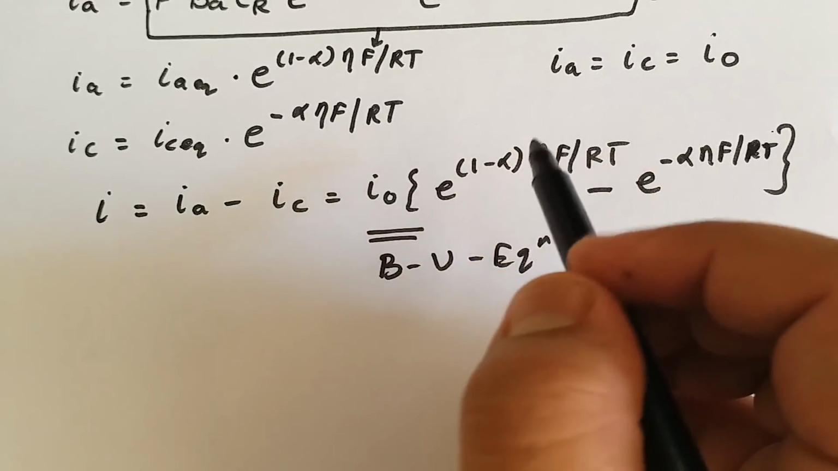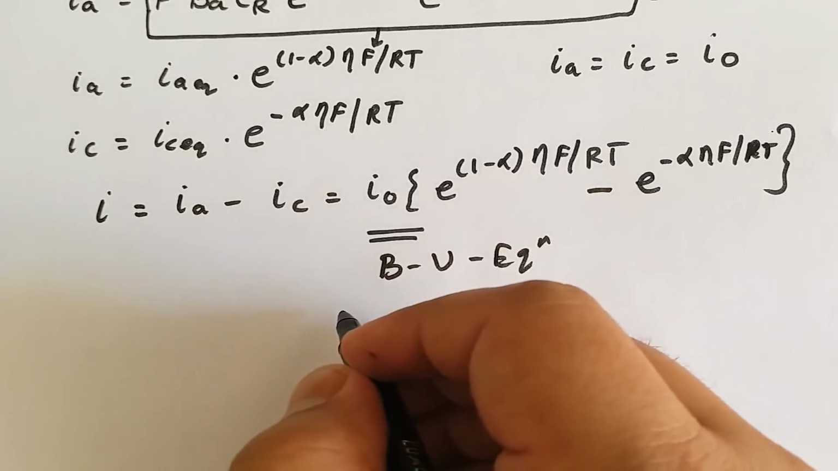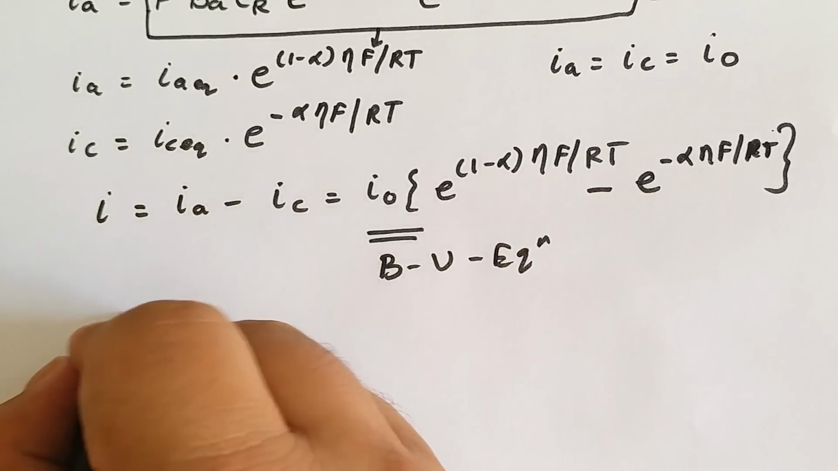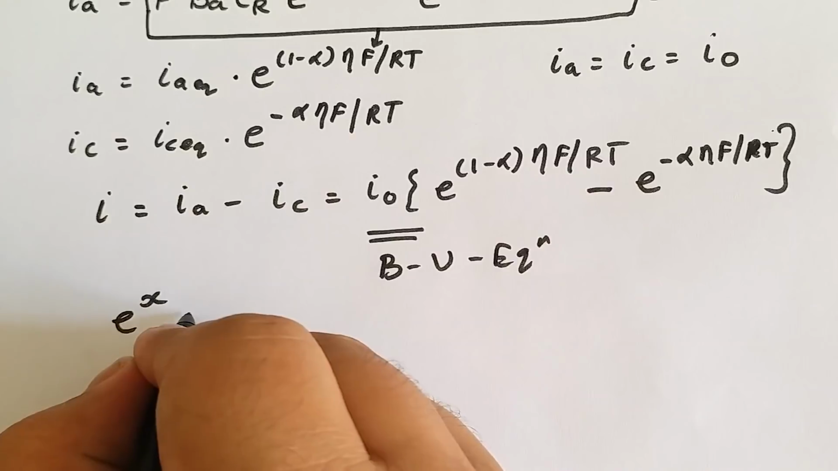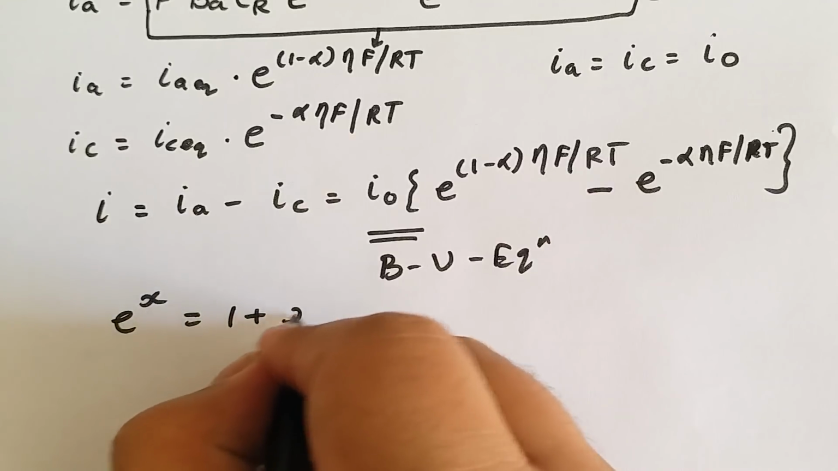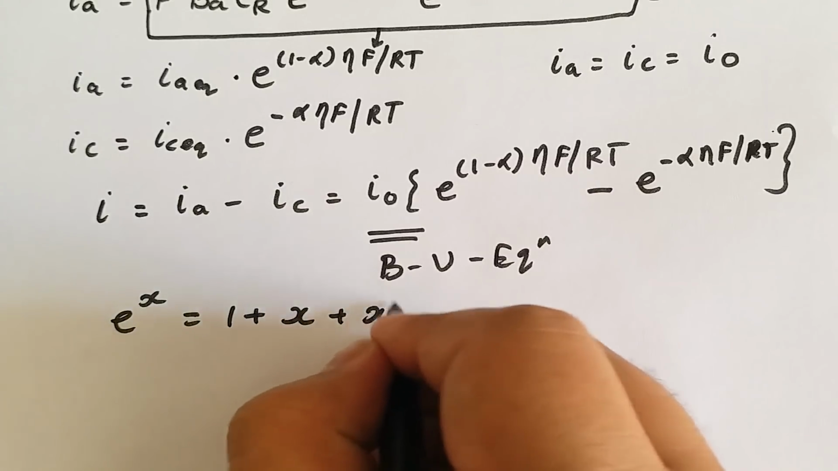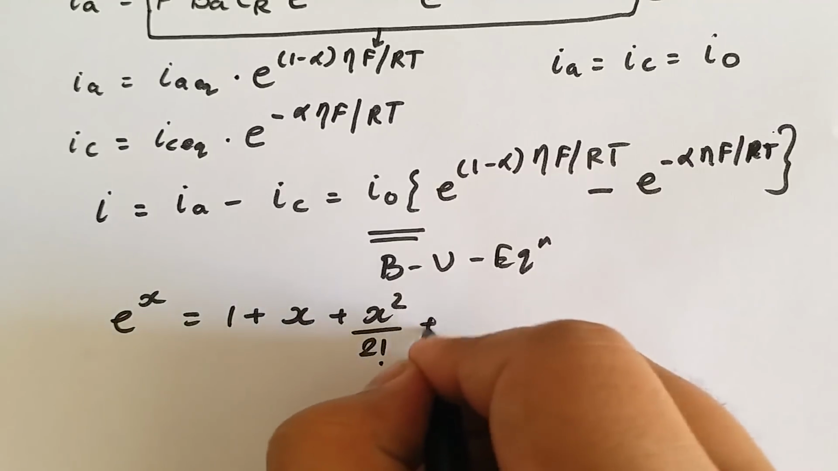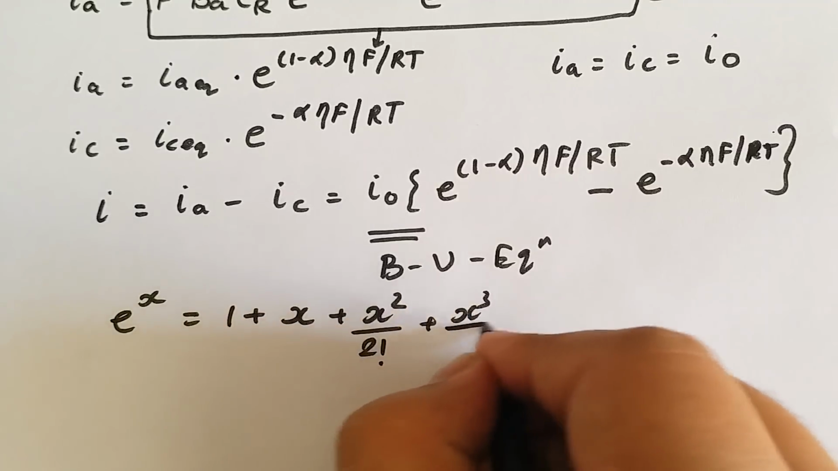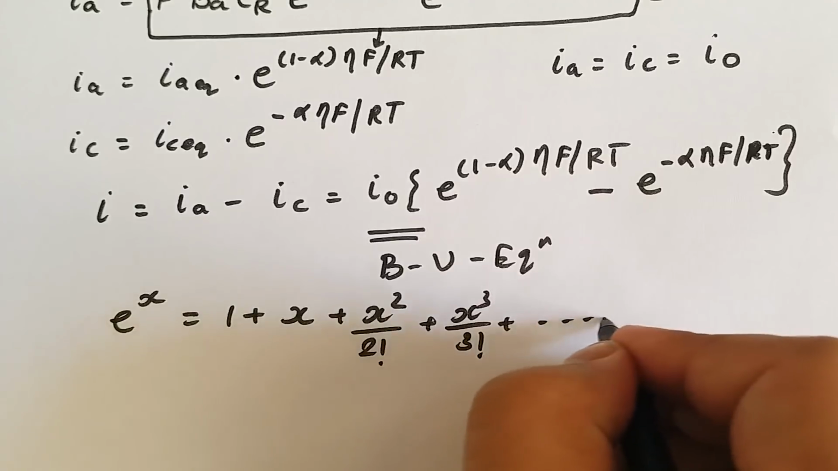This exponent, or exponential series: we know that if we have e raised to x, then the exponential series will be 1 plus x plus x square by 2 factorial plus x cube by 3 factorial, and so on.